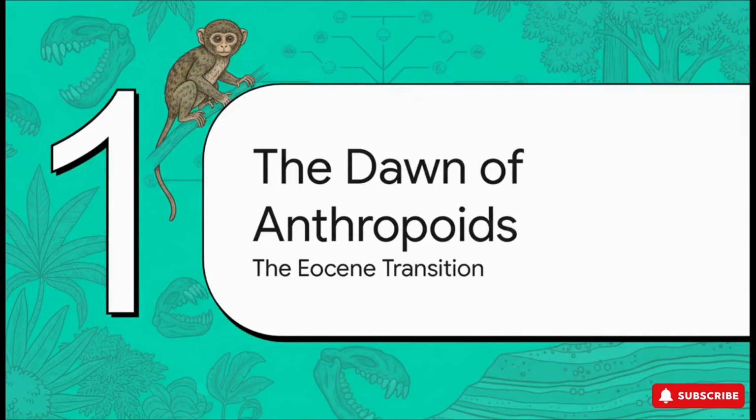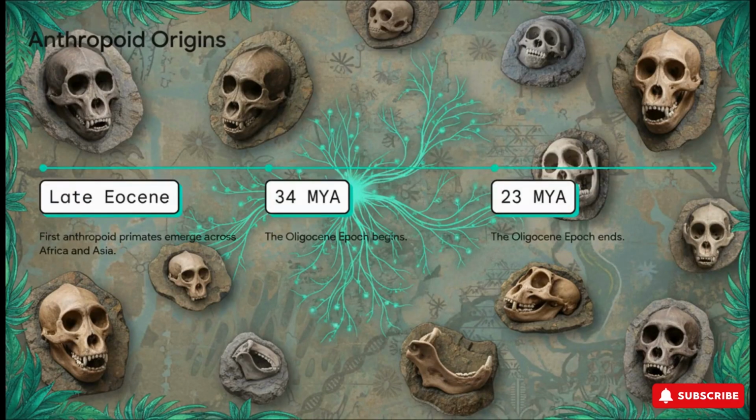Okay, so to really get a grip on the Oligocene, we actually need to take a tiny step back to the very end of the epoch that came before it, the Eocene. It's right here that we start to see the very first hints of our own lineage, the anthropoids, beginning to appear on the scene. What's so interesting is that the story of anthropoids doesn't just kick off neatly on day one of the Oligocene. The very first fossils that signal their arrival actually show up in the late Eocene, just before that 34 million year ago mark when the new epoch officially begins.